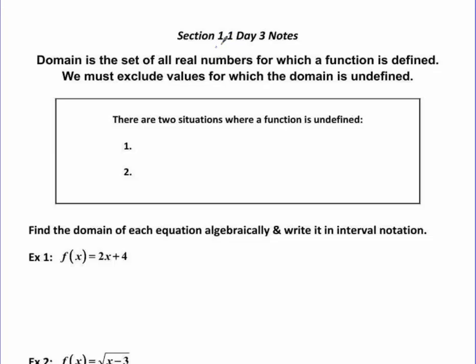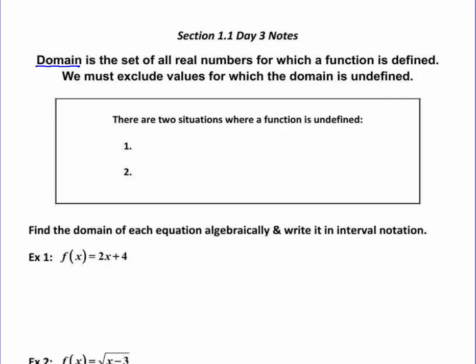All right, so we're still working in section 1.1. We're on day 3 of that section. We're going to talk exclusively about domain today. Remember, domain is the set of all real numbers for which a function is defined. We have to exclude values for which a function is undefined.